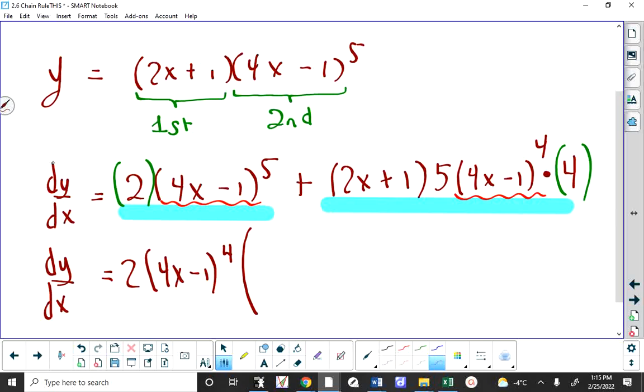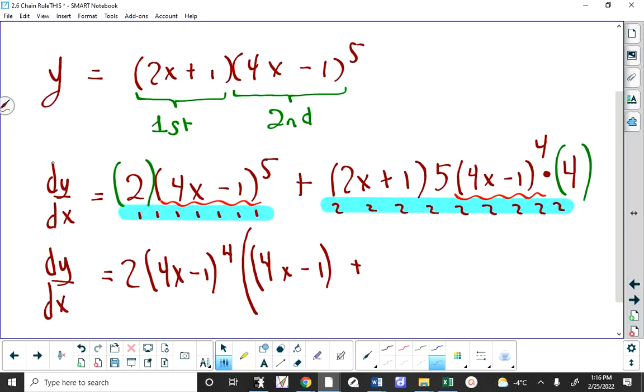Well, I take the 2 out of the first term. This is the first term. This is the second term. I take the 2 out of the first term, and I take (4x minus 1) to the 4 out of the first term. That leaves me with 4x minus 1. I might have just said 4x minus 4 to the 4, but I meant 4x minus 1 to the 4. I don't really need a set of brackets around that, but I want to indicate that that's the result from the first term.